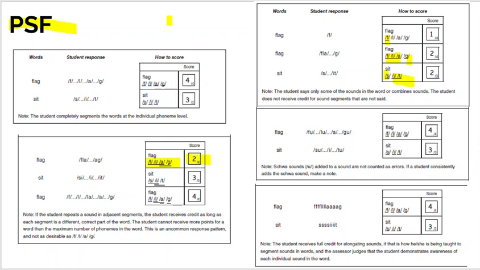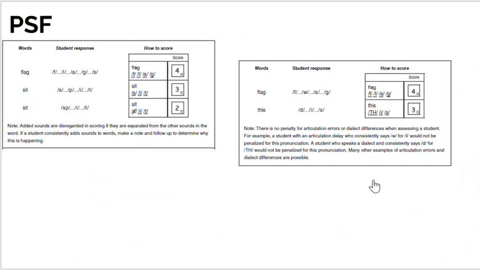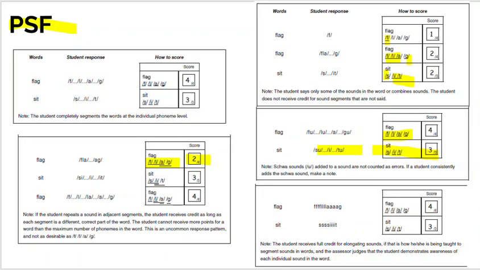The next one, we're dealing with schwa sounds. When a schwa is added to a sound, it's not counted as an error. If a student consistently adds a schwa sound, just make a note of it. So they say fa, la, a, g. In that case, they're adding that schwa sound, and we're going to give them full credit for all those. The same thing for that next one. And if a student elongates the sound, so they just stretch those out, flag is their response, you get 4.